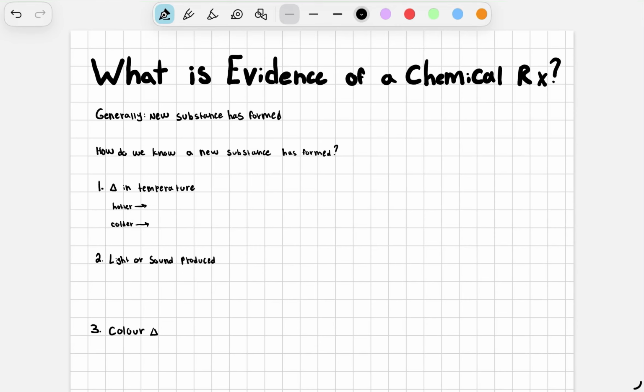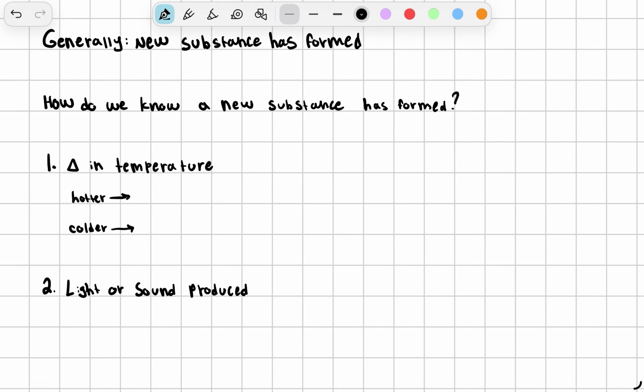I'm going to go over the evidence of a chemical reaction. Generally, we can determine a reaction has occurred if a new substance has formed. But how do we know a new substance has formed? Well, there's 6 ways. The first one here is a change in temperature without heating or cooling the substance.